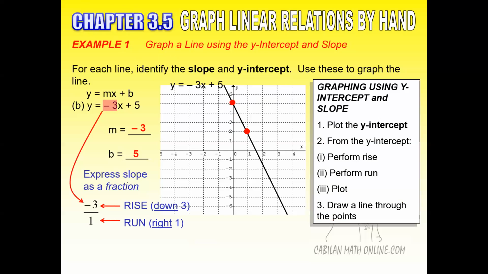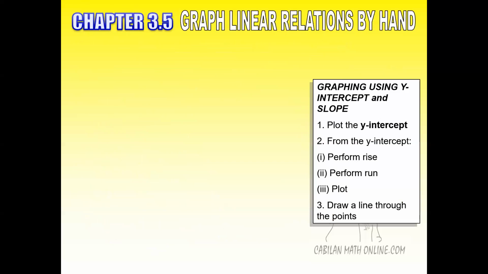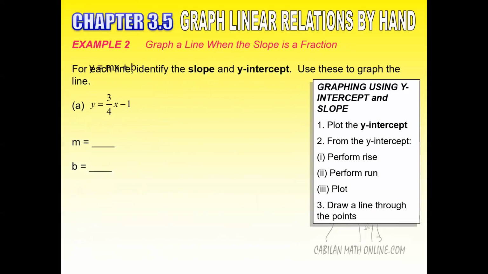All right, so now that we've seen how to draw lines with slopes that are whole numbers, let's now take a look at how we can draw lines when the slope is a fraction. And in fact, this is actually a tad bit easier. So we're going to approach it the exact same way. Always identify the slope first. So the slope here is 3 over 4, because that's the m value. And the y-intercept here is -1.